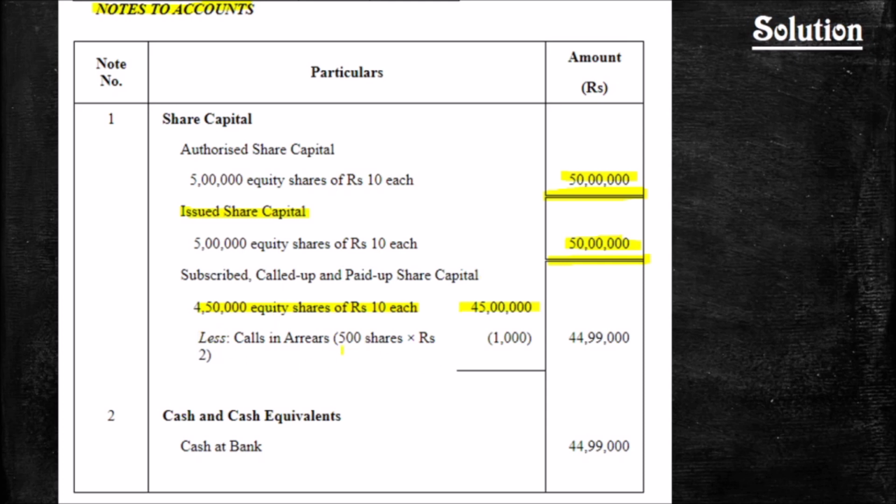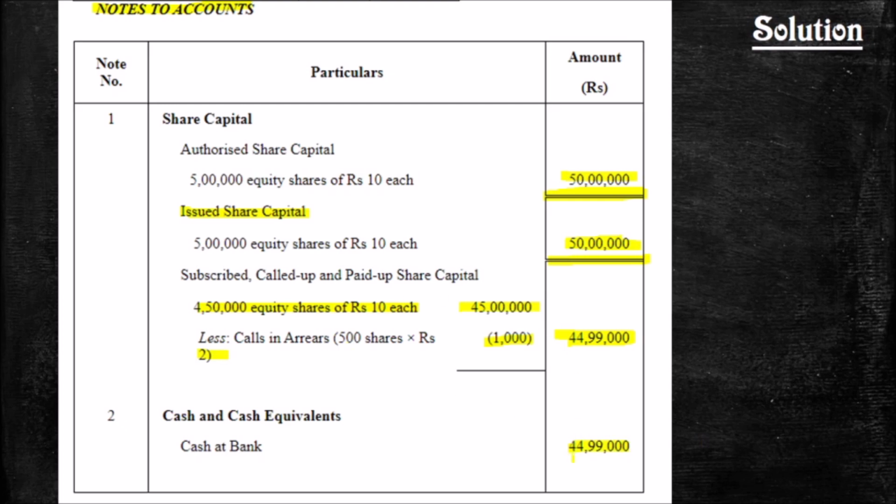There is an arrear. A shareholder who took 500 shares has not paid the call money. So 500 into 2 is the arrear amount. And after deducting this arrear amount, we will get the actual amount paid by the whole applicants, 44 lakh 99,000. That amount, you know very well, when the capital is introduced into the company, is cash account debited to capital account credited. So automatically the cash account is debited and the capital account credited.